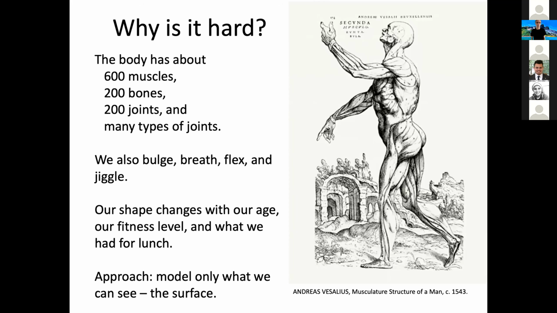But why is it hard? The body's actually a lot harder than the face, and it's sort of a trivial proof, because the body includes the face, so for sure it's harder than the face. But it also includes 600 muscles, 200 bones, and about 200 joints. People actually argue about how many joints there are in the body. And those joints have many different types, different degrees of freedom. In addition to that, we bulge, we breathe, we flex, we jiggle. Our shape changes throughout our lives. It changes based on how much we work out and what we ate for lunch.